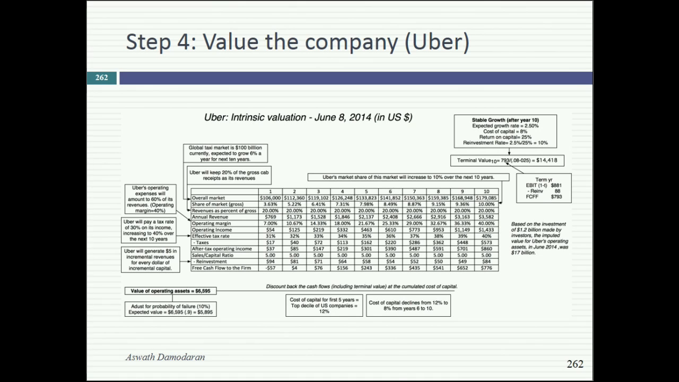Their reaction was, how dare you value one of ours? This is a tech company. You bring this DCF stuff, get out of here. And some of it was just plain abuse. But a lot of it was also stuff I would not know.